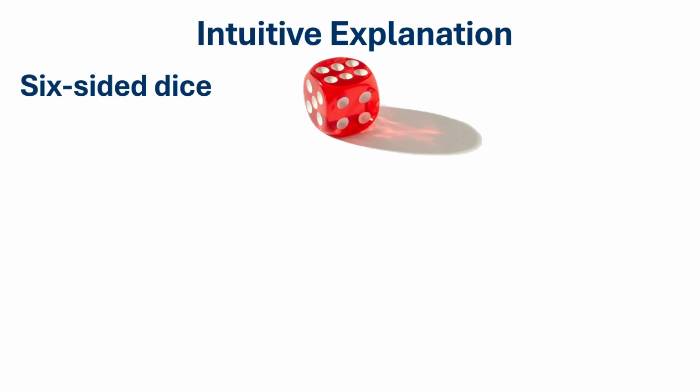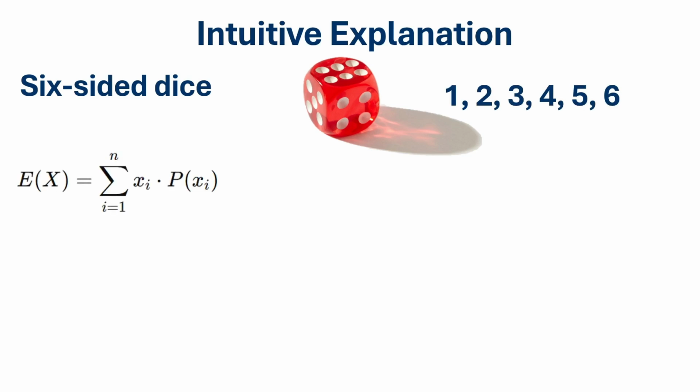When you roll a standard 6-sided dice, the possible outcomes are 1, 2, 3, 4, 5, 6, and each outcome is equally likely. The expected value is a weighted average of all possible outcomes, where each outcome is weighted by its probability of occurring. In this equation, the small letter xi is the possible outcome, either 1 to 6, and p of xi is the probability of each face of the dice, which we know is 1 over 6.